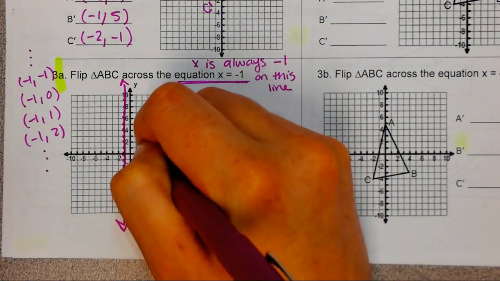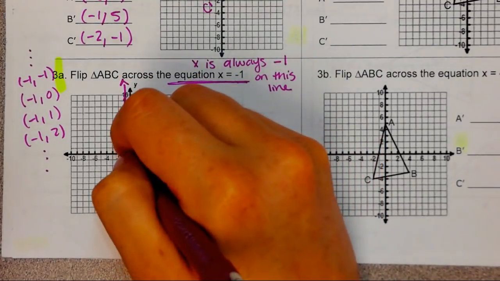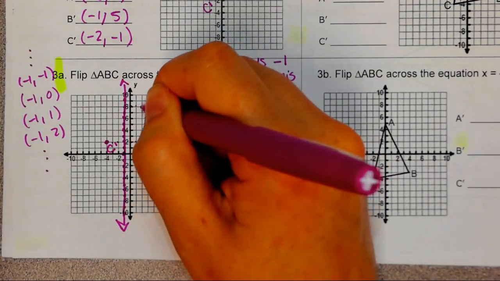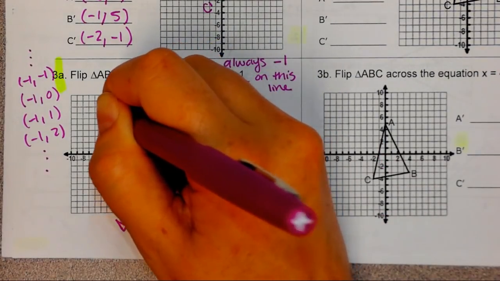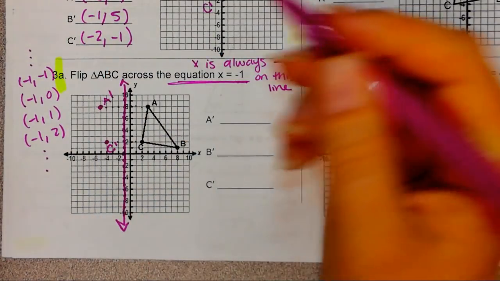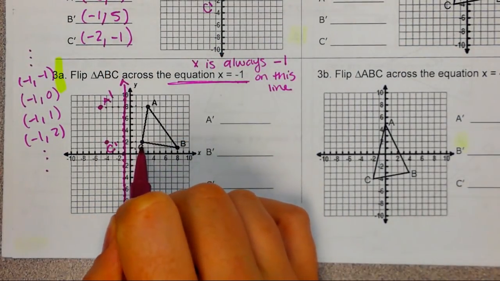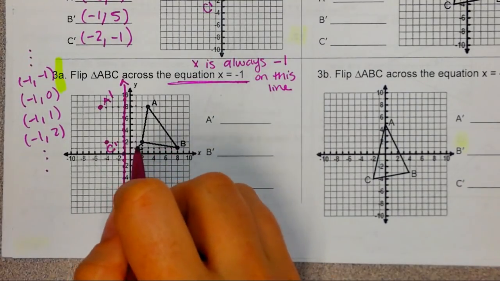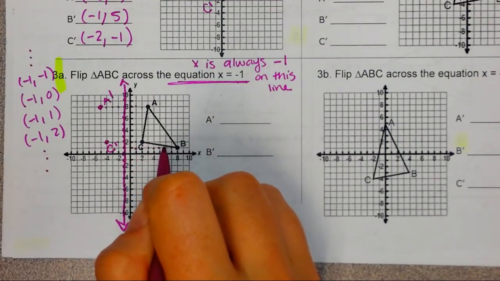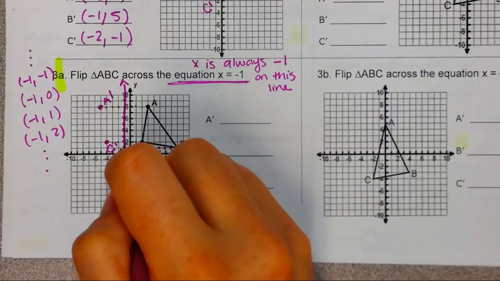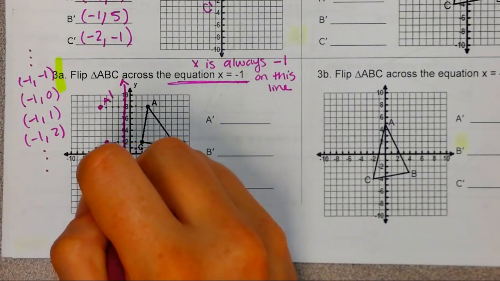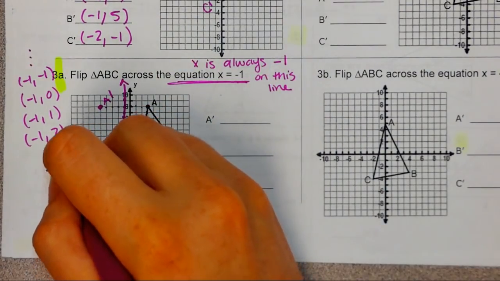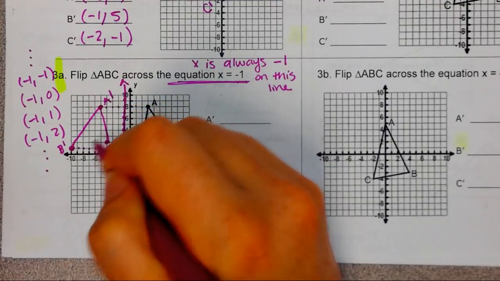So we can count. C is 1, 2, 3 away, so I can go 1, 2, 3 on the other side. 1, 2, 3, 4, so 1, 2, 3, 4. There's A. And B is 1, 2, 3, 4, 5, 6, 7. Oh, wait. 1, 2, 3, 4, 5, 6, 7, 8, 9. So I've got 1, 2, 3, 4, 5, 6, 7, 8, 9. Okay. Connect those.